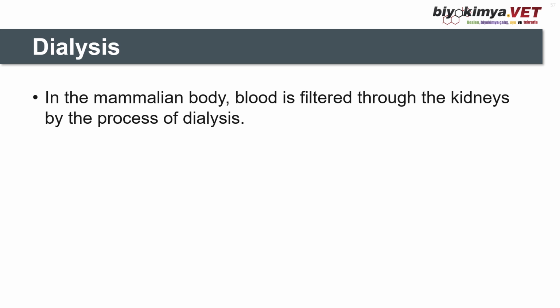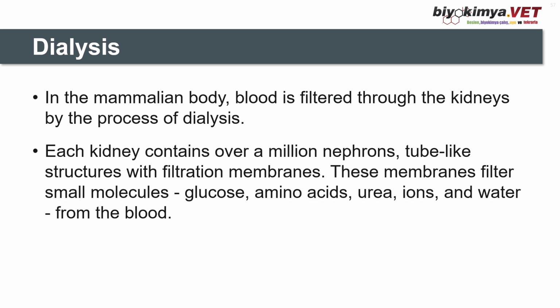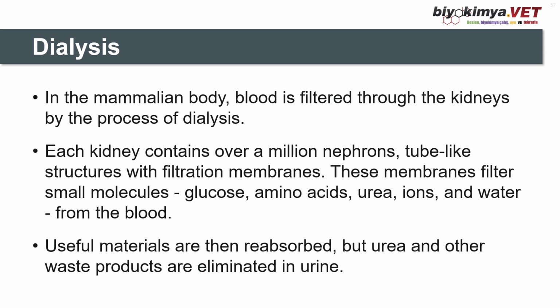In the mammalian body, blood is filtered through the kidneys by the process of dialysis. Each kidney contains over 1 million nephrons, tube-like structures with filtration membranes. And these membranes filter smaller molecules, glucose, amino acids, urea, ions, and water from the blood. And the ones which need to be recycled are then reabsorbed, but urea and other waste products are eliminated in urine.